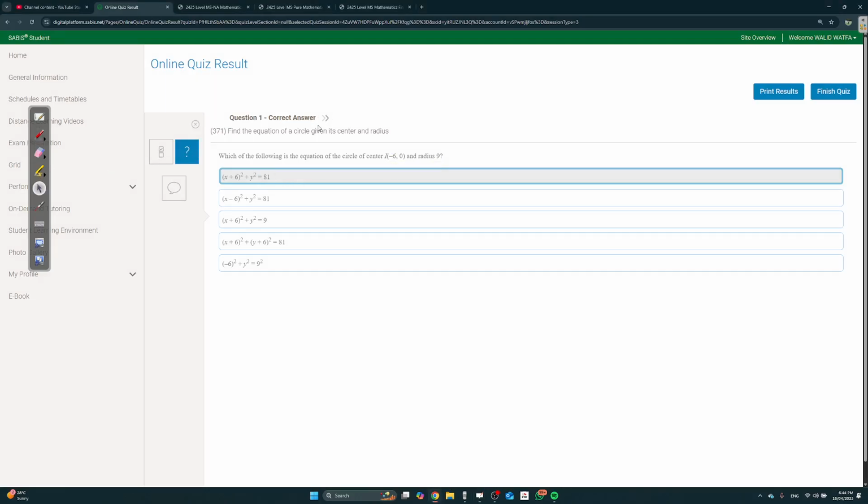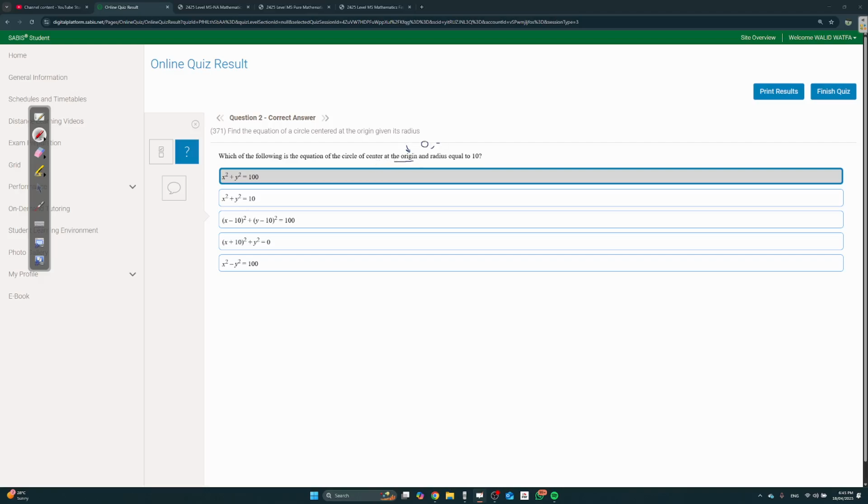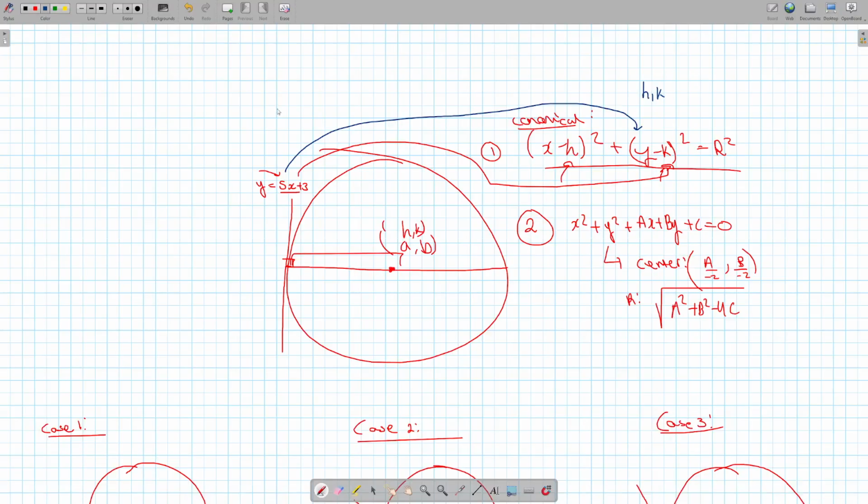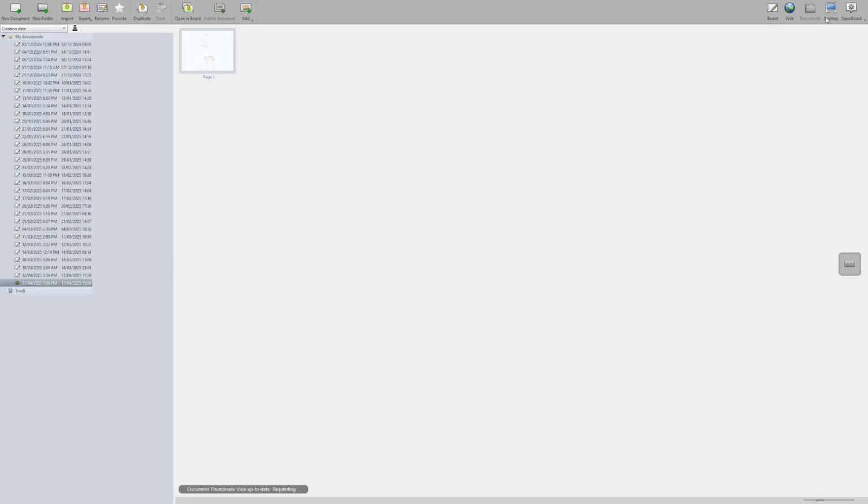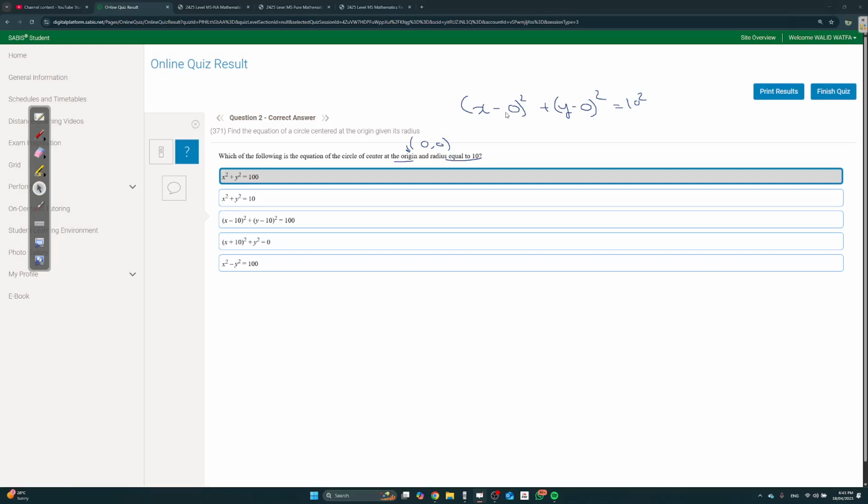Very easy. Question 2. Which of the following is an equation of the circle at the origin, that's the center, so 0, 0, and radius equals 10? Same thing, x minus 0 squared plus y minus 0 squared is equal to 10 squared. Very easy, same formula. When there are zeros, you can just remove them, it becomes x squared. Zero doesn't count, you remove it. And so x squared plus y squared equals 100. Very easy.